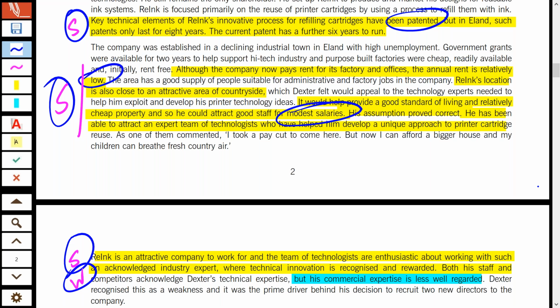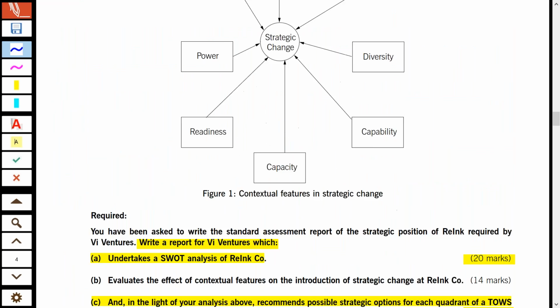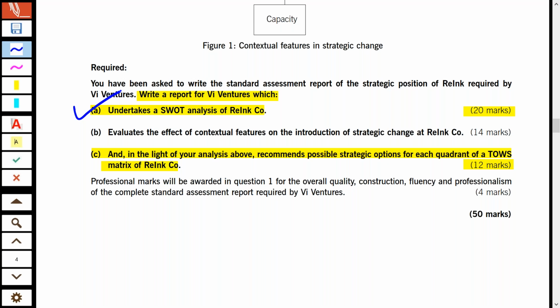So now, we've done the SWOT analysis, and the next requirement is... we've done A, 20 marks. So I believe that it is a high scoring requirement. You can score good marks because all you need to do is identify the strengths, weaknesses, opportunities, and threats. No need to mention impact and this and that. Just identify the SWOT analysis.